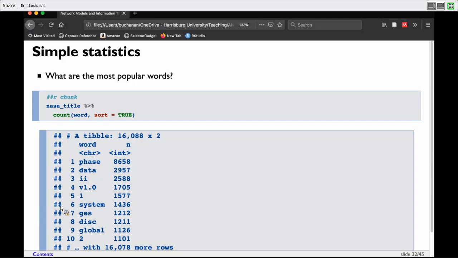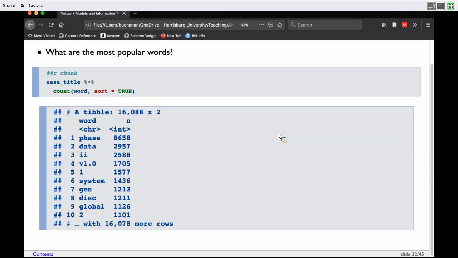So, first question, what are the most popular words? We can use the count function, that's tidy's version of the table function. If we look at the titles, the most popular words, okay, I didn't totally take out punctuation, I lied to you guys. The most popular words are phase, data, 2, version, 1, so they're using some sort of versioning, we should maybe take out the numbers, system, GES, disk, global. But phase, by and large, is way more popular than the rest.